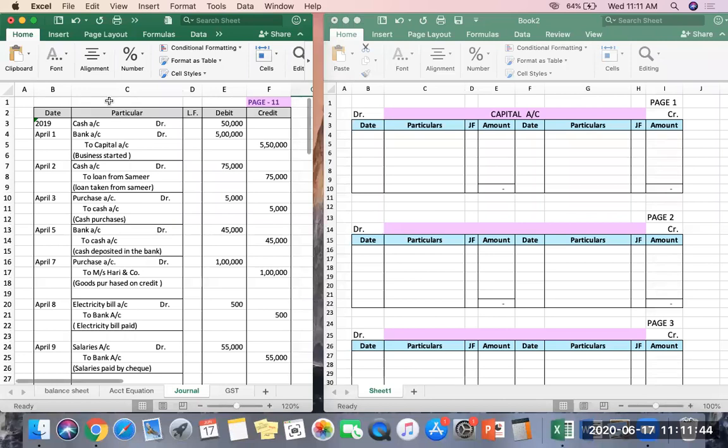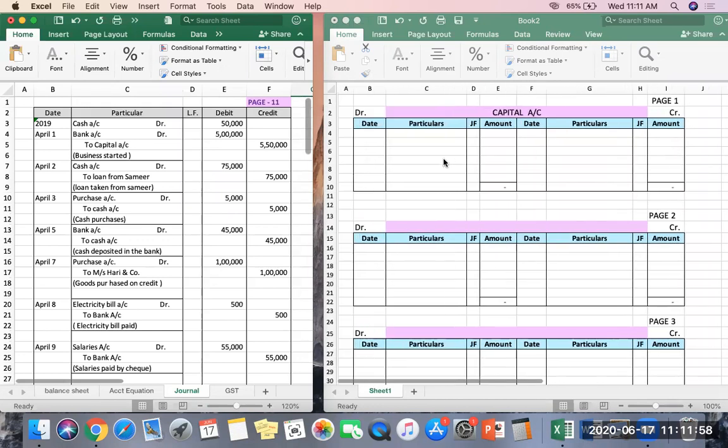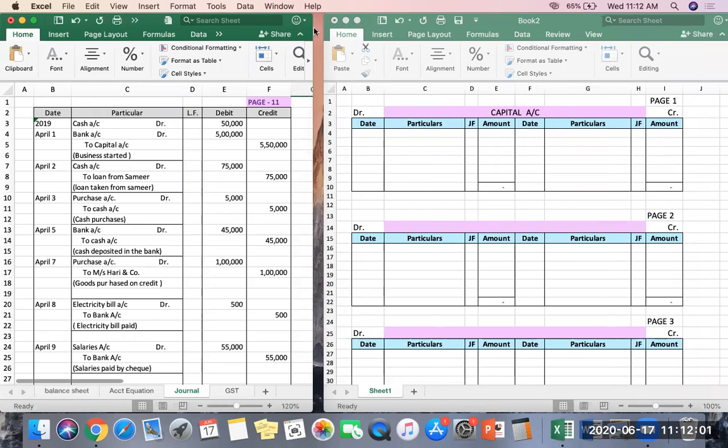On this side you can see the journal entries which we have already done. I think we did this question the day before yesterday. Now the same entries I'm going to write in the ledgers today. From the journal entries, you can see some entries are on the debit side and some on the credit side. At least 1 debit and 1 credit you will obviously have.